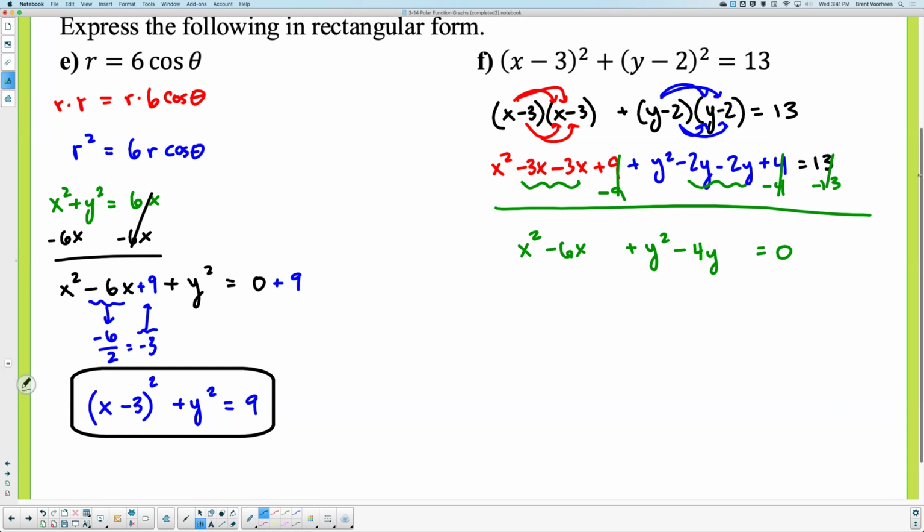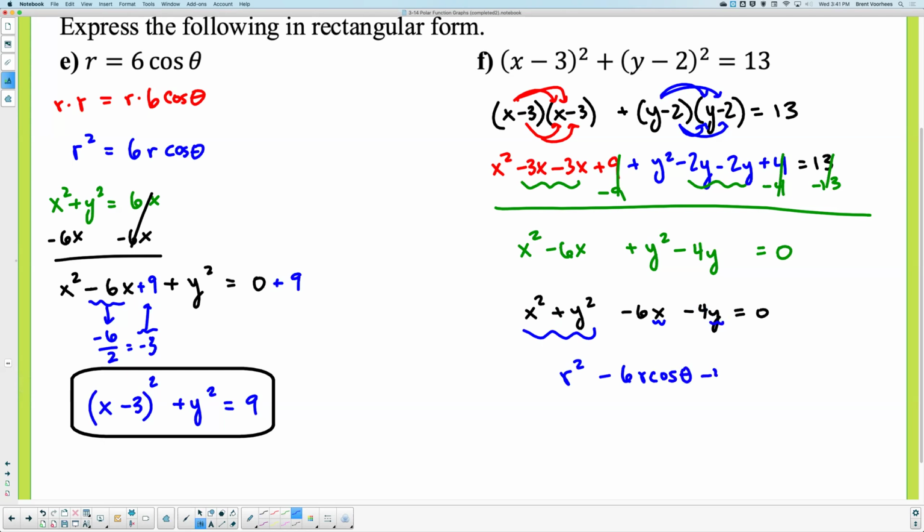And I'm going to group my x squared and my y squared together. And then I'm going to have a negative 6x and negative 4y after, equals 0. And now I'll substitute. x squared plus y squared is r squared, minus 6x, and x is the same thing as r cosine theta. And y is the same thing as r sine theta.